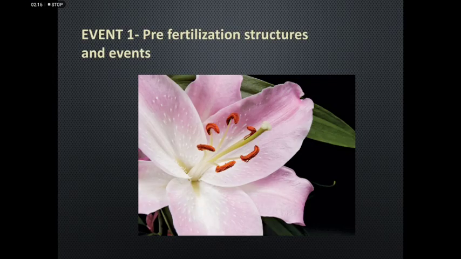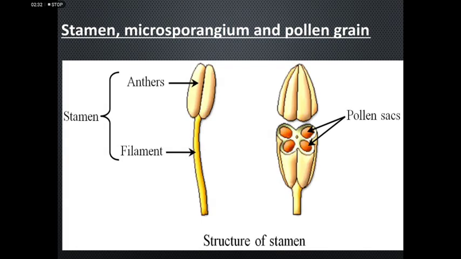Event 1, pre-fertilization structures and events. In this picture you can see a flower that carries male and female reproductive structures and a corolla. This is a typical structure of a stamen. In the first figure you can see a filament and an anther. These filament and anther together are known as the stamen.